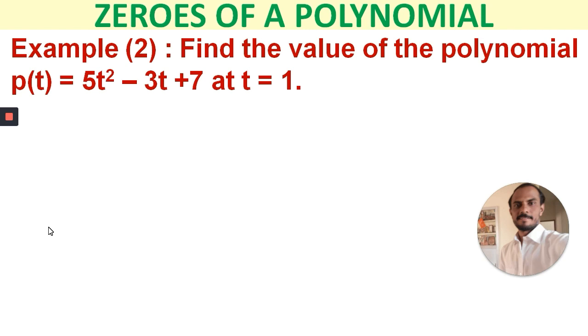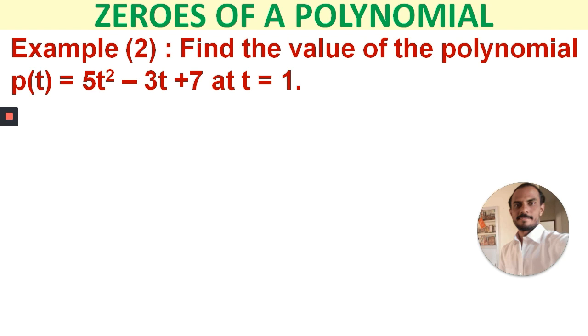is equal to 1. Okay, what is the question? P of t is equal to 5t square minus 3t plus 7 at t is equal to 1. Means where the t is there in the polynomial, at the place of t, put the value 1. See the students, solution step.